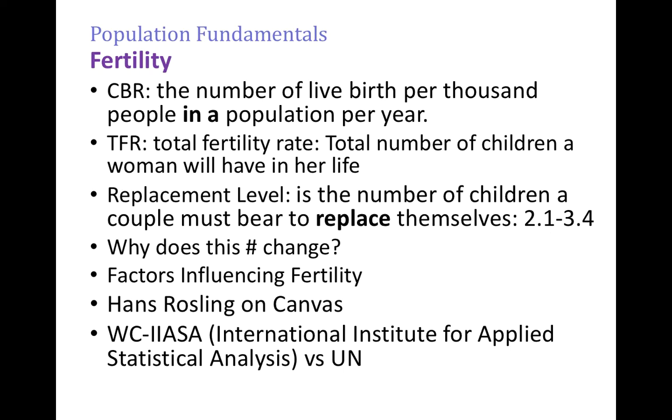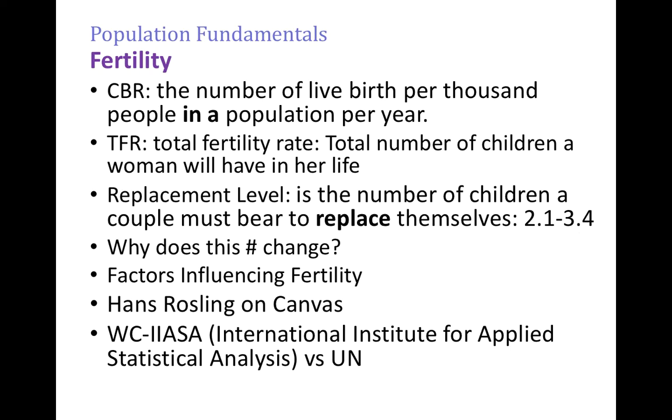Why does this number change from 2.1, which would be the replacement level here in the US, or in Japan, or in Australia, or in the UK, or somewhere like that, as opposed to 3.4, which would be the replacement level in a place like Botswana, or Namibia, or Bolivia, or Thailand, or somewhere like that? And so what's going on here? Think about it. Maybe you've come to your answer.